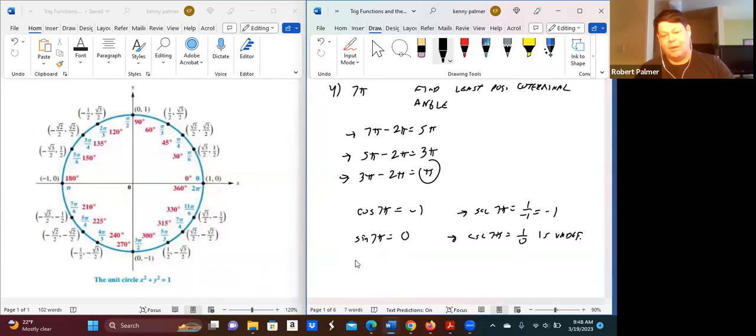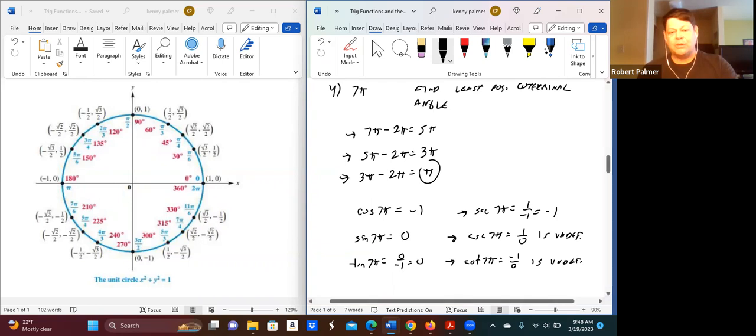Abbreviate that. Okay. Then tangent of 7 pi is sine over cosine. So 0 over -1 is equal to 0. And then that means that the cotangent of 7 pi is equal to cosine over sine, or -1 over 0, which is once again undefined. So the only time you have trig functions undefined is if you're on one of the axes. Okay, let's do one more approximation.